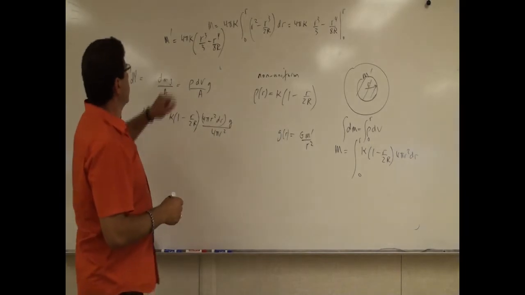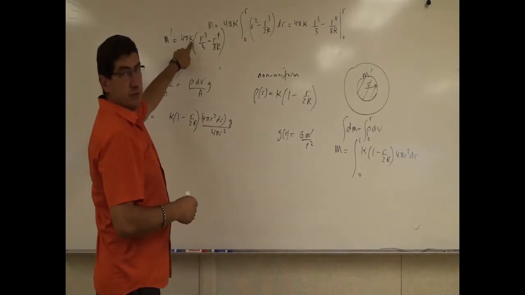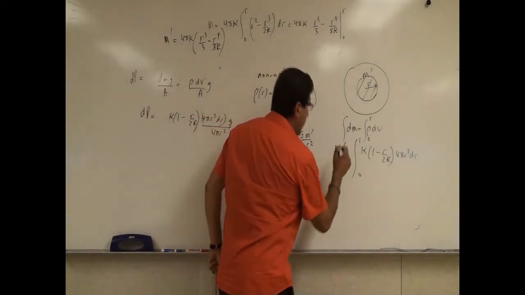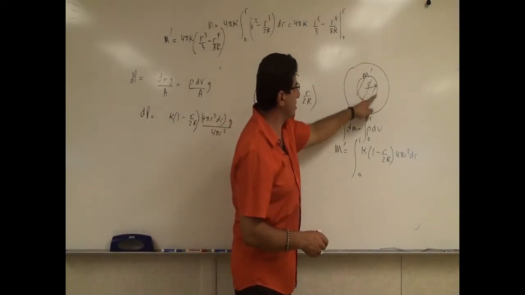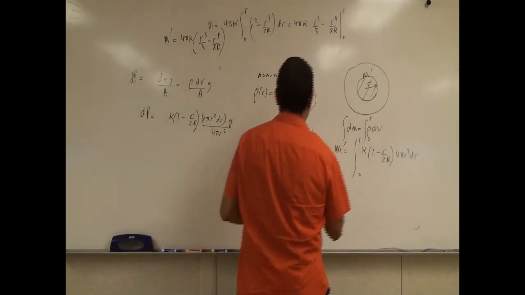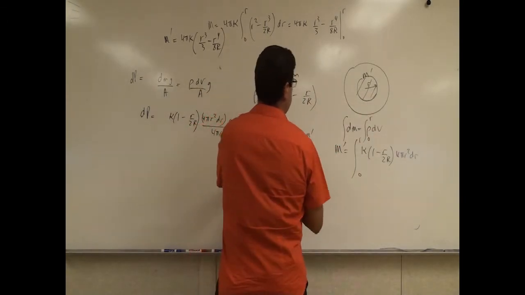Okay? So now, what is the kappa? We have to do another integral here. This is going to be the m prime. It's the mass of just the portion that is inside of you, right? The total mass of the system is going to be what?